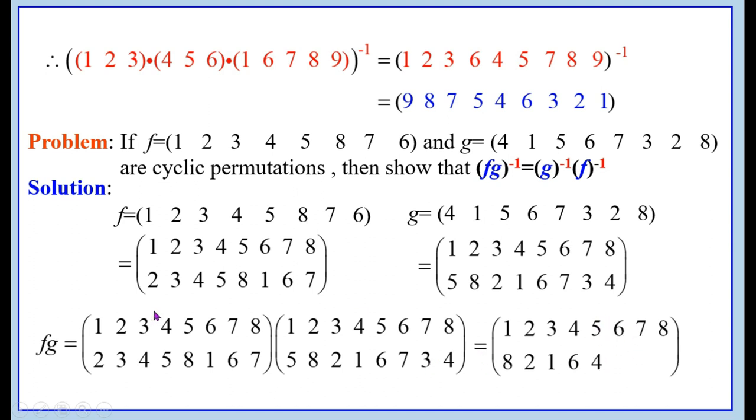What is the image of 6? 6 goes to 1, here 1 goes to 5. Therefore the image of 6 is 5. What is the image of 7? 7 goes to 6, 6 goes to 7. Therefore, the image of 7 is 7. What is the image of 8? 8 goes to 7, 7 goes to 3. Therefore, the image of 8 in this product is 3. So, this is how we can write the product of two permutations without rearranging the columns of the second permutation. This is the product of the two permutations F and G.